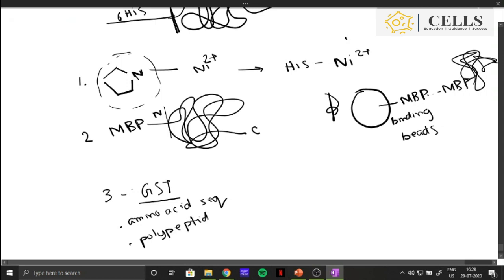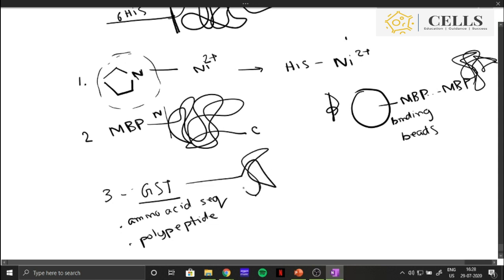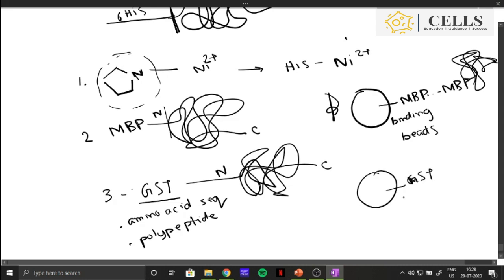Yeah, so it's a polypeptide which is bound in front of the N terminal. So you can bind this GST, or glutathione S transferase, which is present there. It is bound to beads that contain glutathione S transferase binding tags. So this glutathione S transferase, which is a polypeptide, binds to this one.